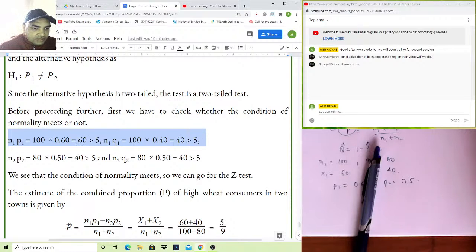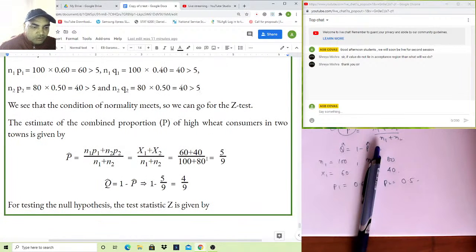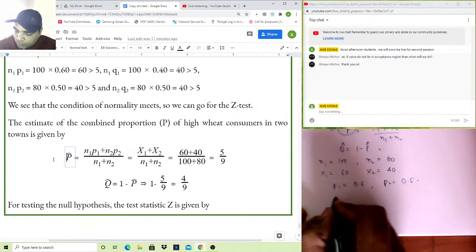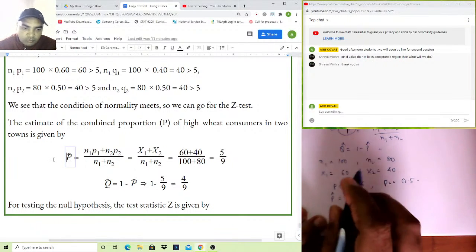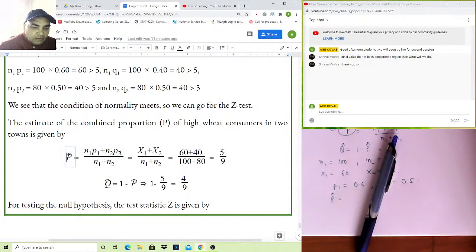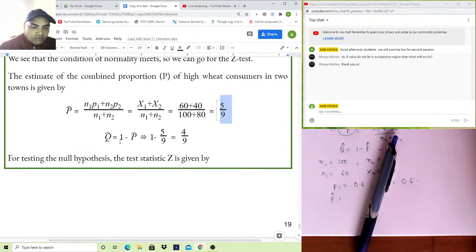Now we will test whether these follow a normal distribution. Yes, we see here that 60 is greater than 5, 40 is greater than 5, and so on, so they follow normality. Now we will calculate the pooled proportion from the above formula, (n1 p1 + n2 p2) upon (n1 + n2), or (x1 + x2) upon (n1 + n2). This came out to be 5 by 9, and from here q, which is 1 minus p, will be 4 by 9.